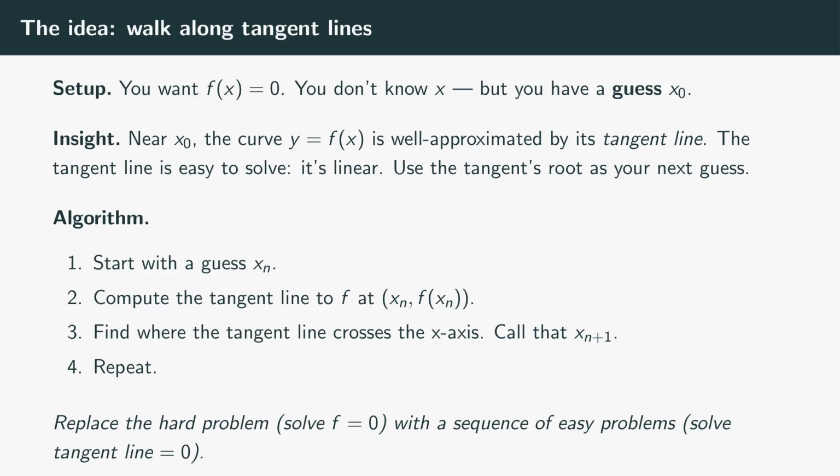That's your next guess. Then repeat, tangent line at the new point, find where it crosses 0, that's your next guess. The strategy is to replace one hard problem, solve the nonlinear equation f of x equals 0, with a sequence of easy problems, solve the linear equation tangent equals 0 over and over. Each linear solve nudges you closer to the actual root. If the geometry cooperates, you converge. And as we'll see, you converge very fast.